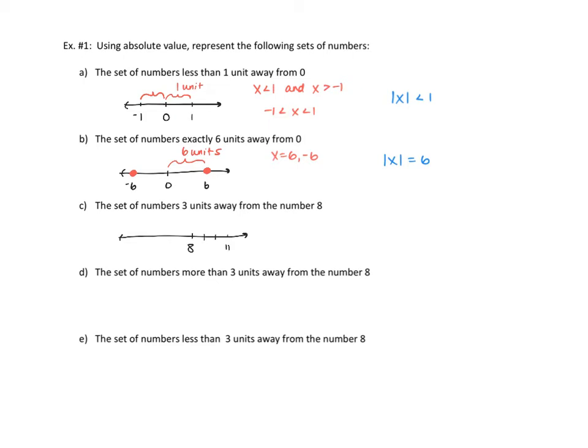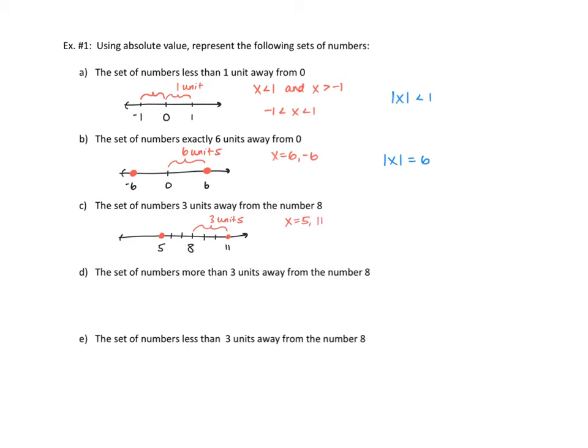Or we could go 3 units to the left, 7, 6, and 5. So if we need a distance of exactly 3 units, we can go 3 units to the left or we can go 3 units to the right. So the x values that we come up with are x equals 5 and x equals 11.